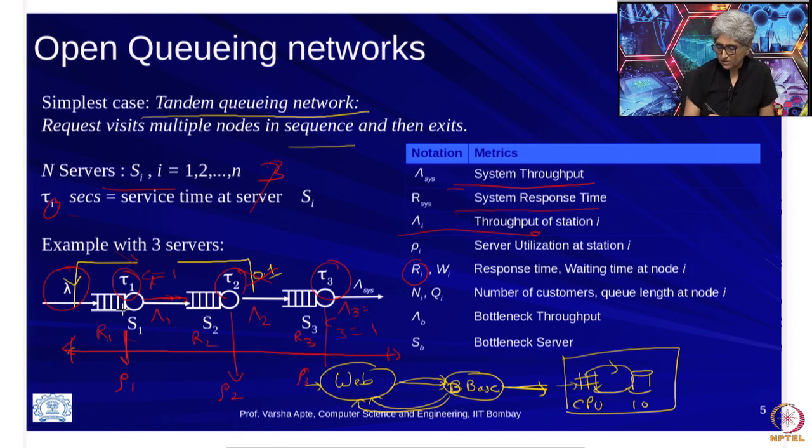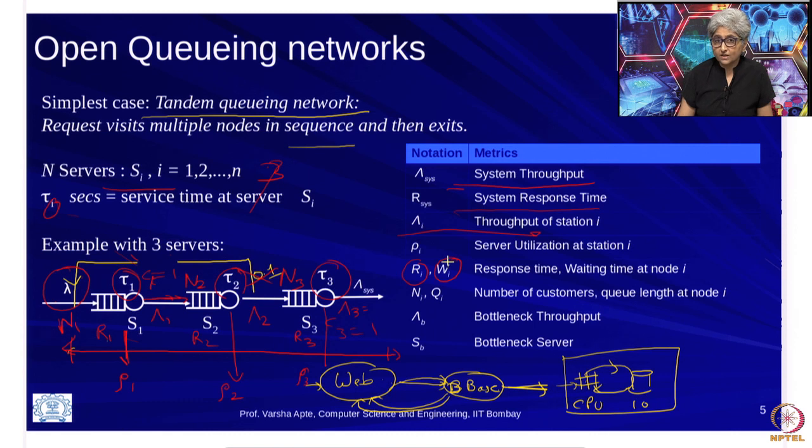We will have number of customers. Again, number of customers in the whole system is not a very interesting metric. We will have it as N1 for this node, N2 for this node, N3 for this node, and so on, same for number of customers in the queue, and similarly for waiting time.